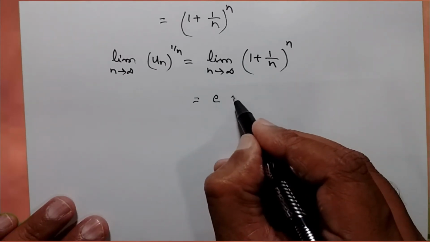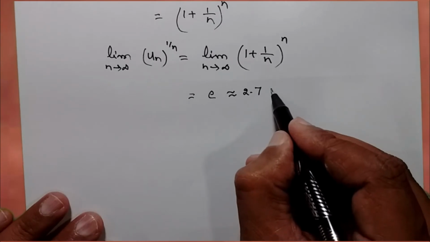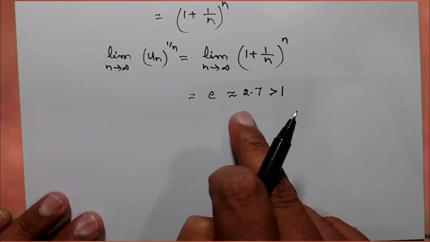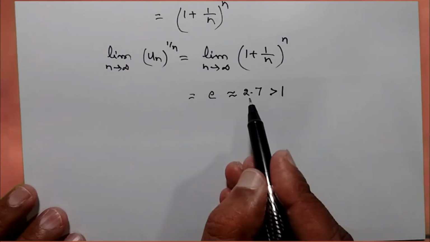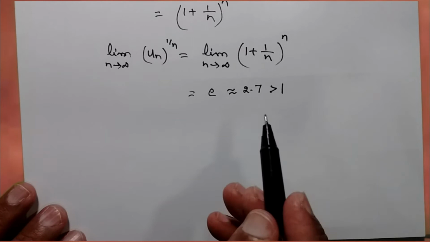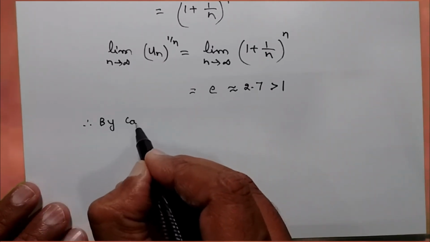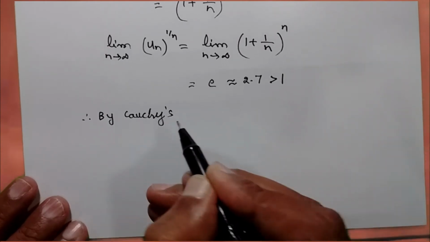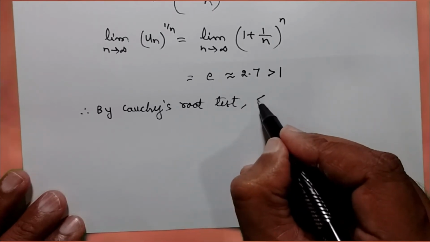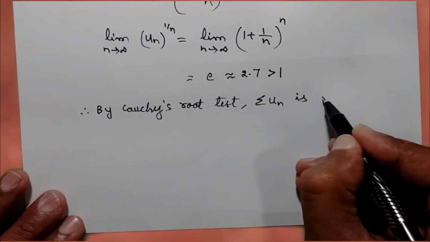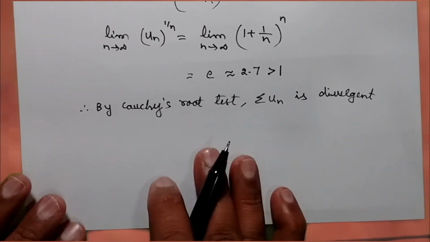And what is the e value? Approximately the value of e is 2.7. So is this value greater than 1? Because it is greater than 1, what can you say about the series? The series is divergent. Whenever the value of L is greater than 1, we say the series is divergent. Therefore, we can say that by the Cauchy's root test, summation of un is divergent because the value is greater than 1.